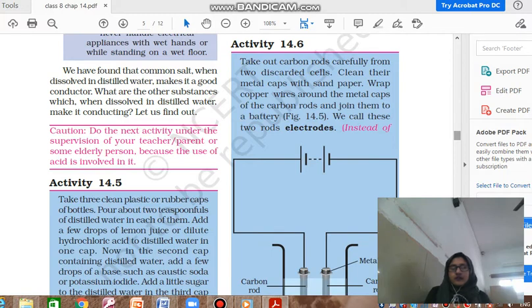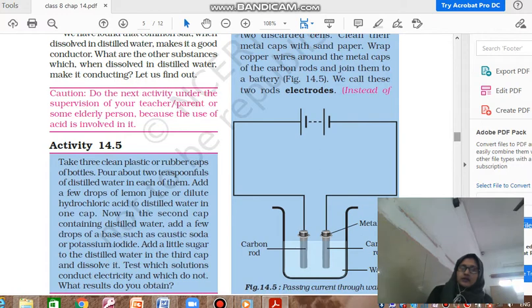For this you have to look at this activity, which is very important, activity 14.6. What they are doing is, they have taken out carbon rods from two discarded cells. If you remove the outer covering of the cell, there is one carbon rod inside it, right? Small rods made up of carbon are placed inside. So they have taken discarded cells and taken out the carbon rods.